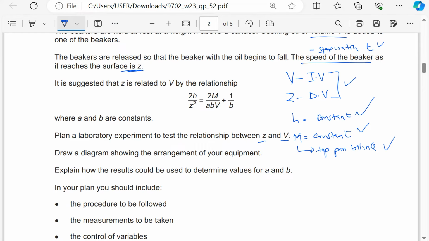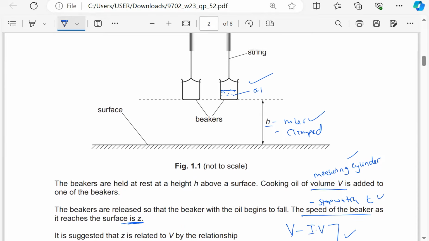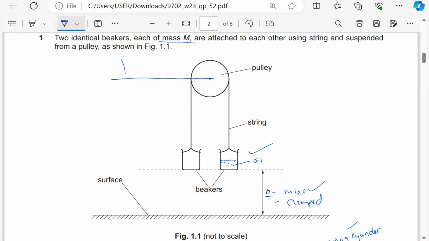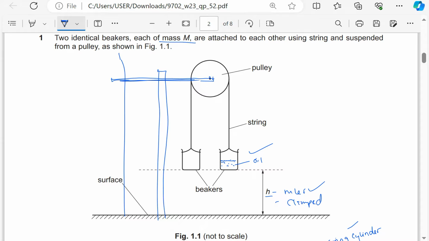Then draw a diagram showing your arrangement. So I will have to draw a diagram. For example, I know that the pulleys cannot be hung in space, so I must put them on a stand. I will need a stand for the pulleys. I must clamp the pulleys. I must have a ruler to measure h, so I will also clamp the ruler somewhere.